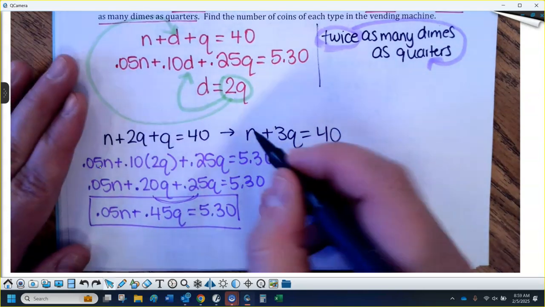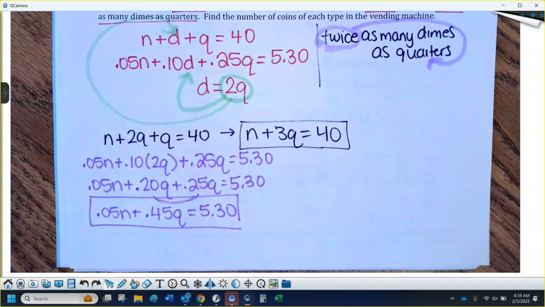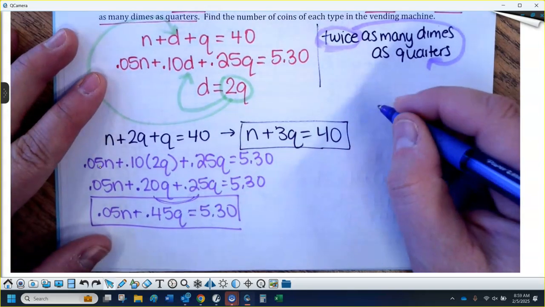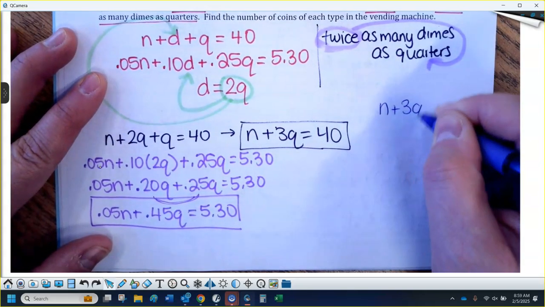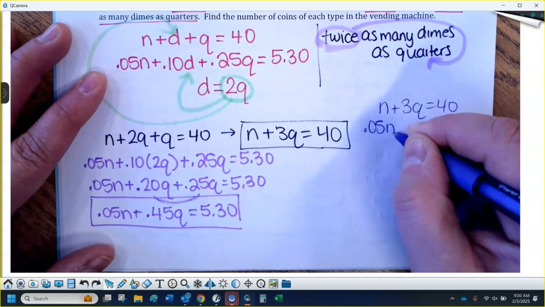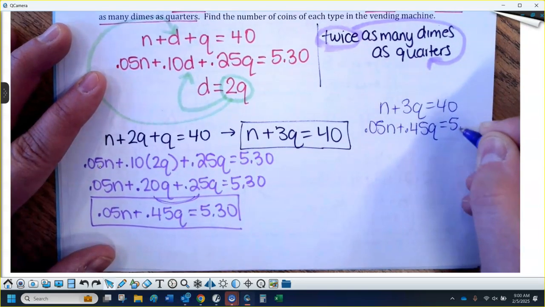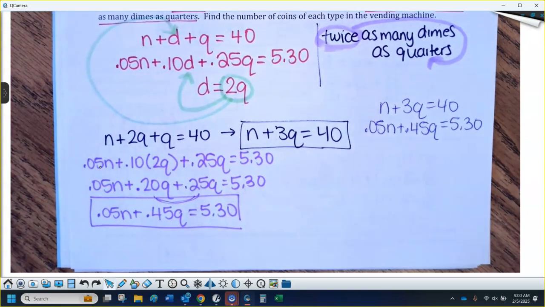This first one was way less work. But now I have 2 equations, and I have the exact same variables. So, here, I'll tell you what, I'm going to write it over here. I'm going to write n plus 3q equals 40, 0.05n plus 0.45q equals $5.30. So now I just have nickels and quarters.